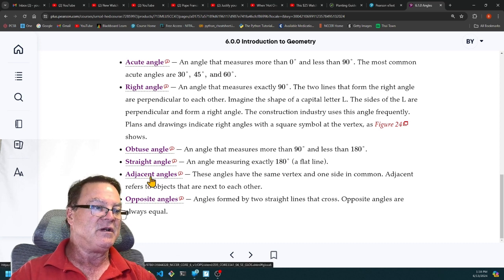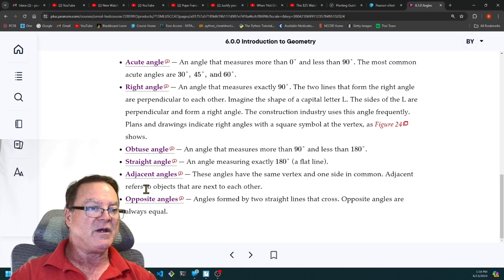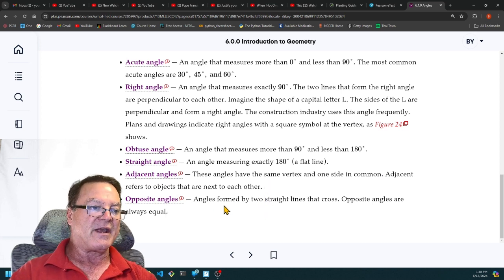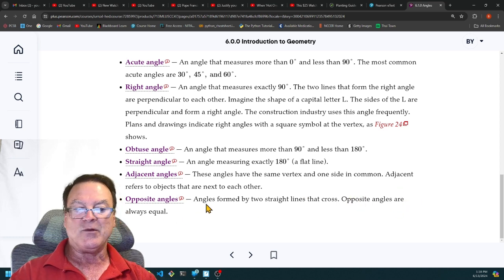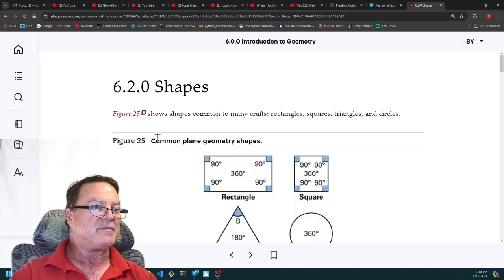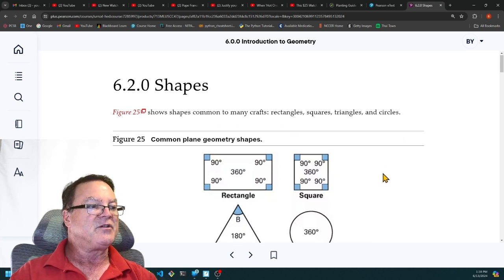Adjacent angles have the same vertex and one side in common. Adjacent angles refers to objects that are next to each other. Opposite angles are angles formed by two straight lines that cross, they intersect. Opposite angles are always equal. Let's get into shapes.